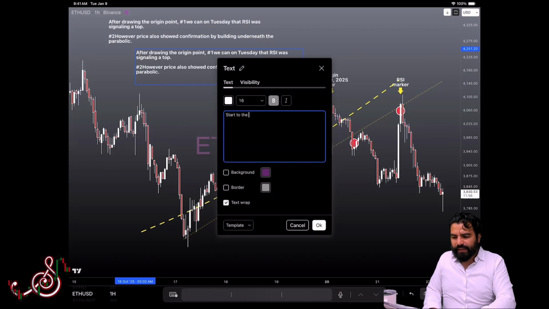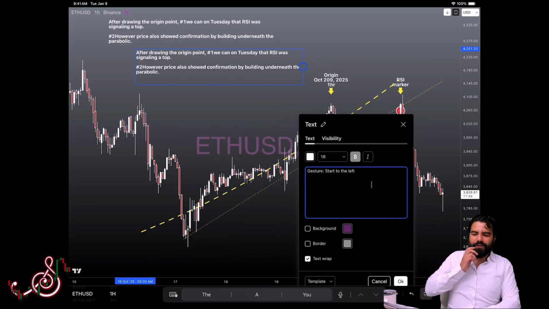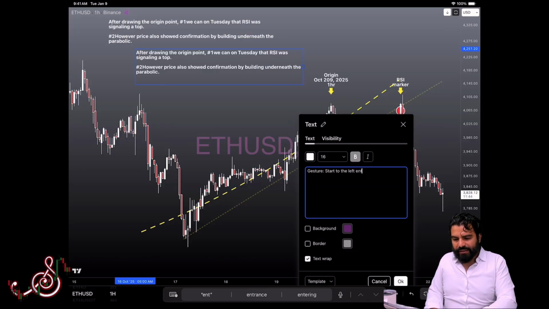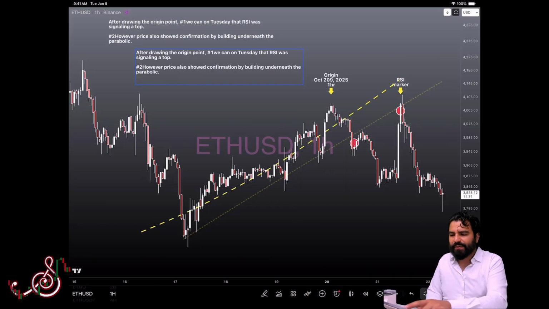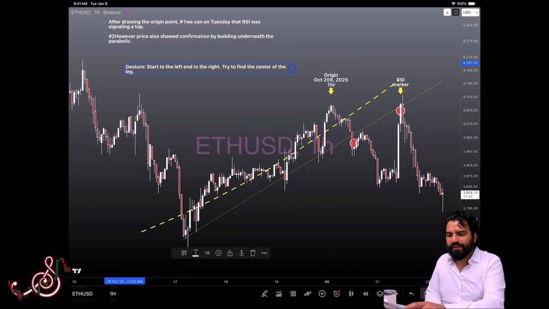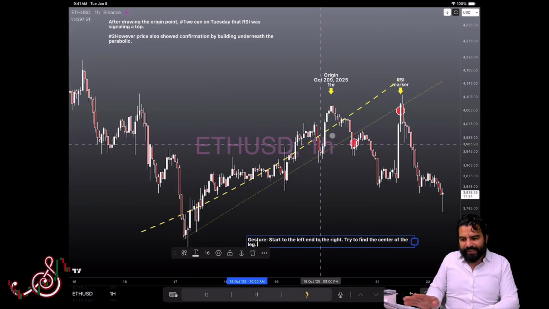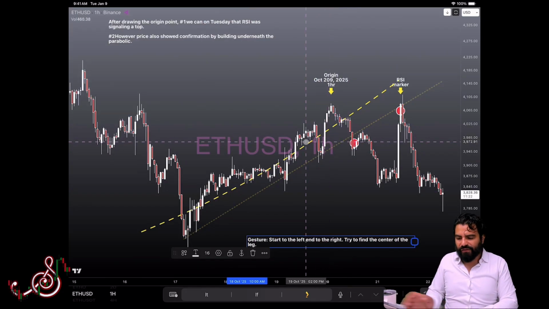Start to the left, and I'm going to put this in the corner. Gesture. There's a whole tutorial on this one, but I really wanted to focus on this one for Wednesday. Start to the left, end to the right. Try to find the center of the leg. This is the big takeaway for gesture: we're trying to find the center of the leg with gesture. In this case, it's approximately here. Now we're going to confirm it.